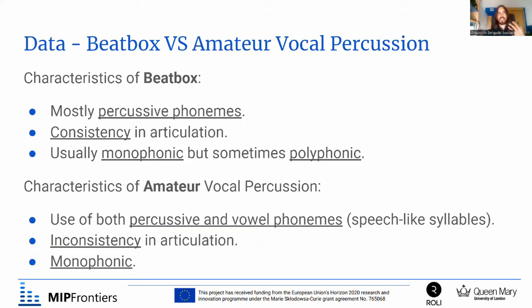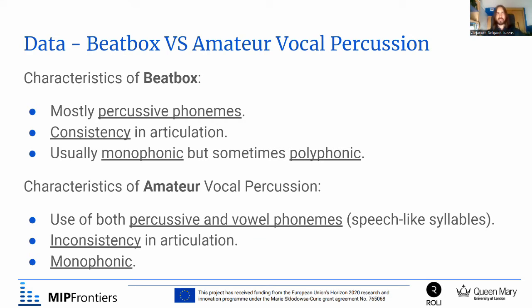So speaking about the data now, we have two different types of vocal percussion sounds. The first ones concern beatbox sounds, which are mostly percussive phonemes. They display quite good consistency in articulation, and also they are monophonic, but sometimes they are polyphonic, pronouncing a snare drum and a kick drum in the same phoneme, in the same sound, which are some signs of skilled beatboxers.